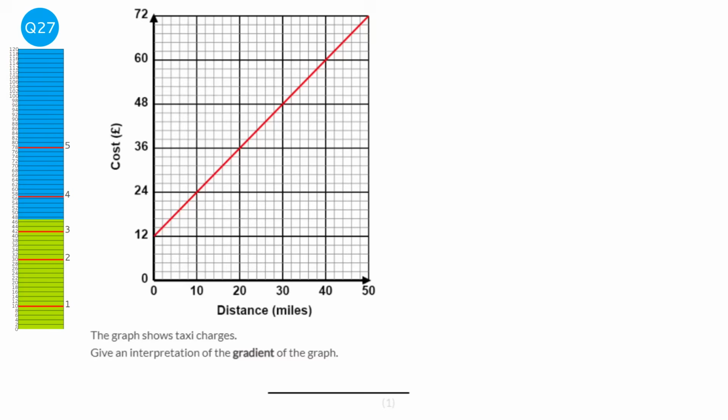So we've got to first of all find out what the gradient is for our graph. We're just going to pick 2 points and draw a triangle between them. So I'm just going to pick this point here and this point here.